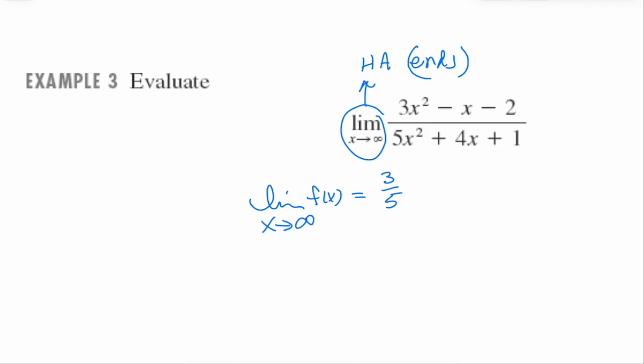Now, why is that? Well, let's plug in 1,000,000 again. If you take 3 times 1,000,000 squared, plus some stuff that's much smaller than that, and you take 5 times 1,000,000 squared, it really just becomes 3,000,000 squared over 5,000,000 squared. The other stuff doesn't matter.